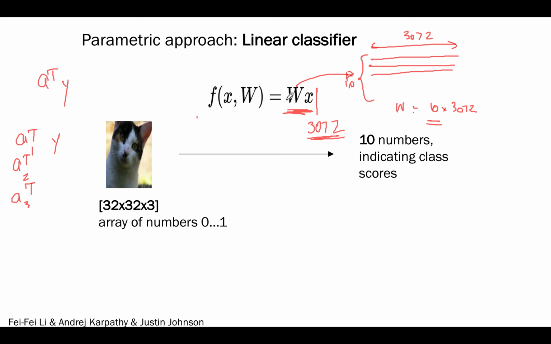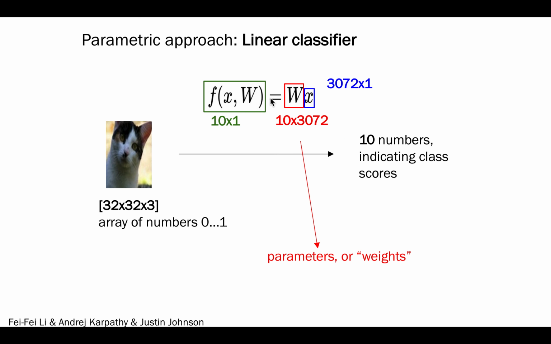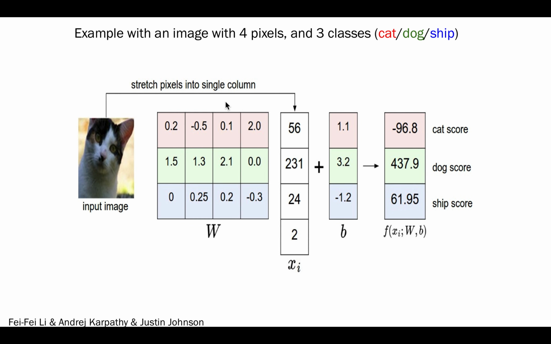I'm just giving this example so you have some concrete numbers in your mind. So W is 10 by 3072, X is 3072 by 1, so F is 10 by 1. Once you have learned W, how will you learn W? Through gradient descent, or some procedure, we'll talk about that. But once you learn W, you just multiply W with an X and then take the max. That's all you do.